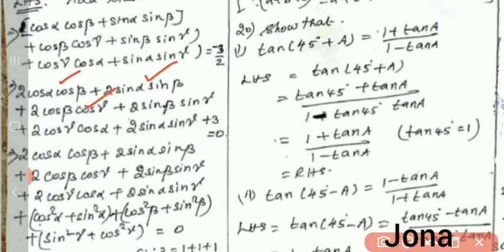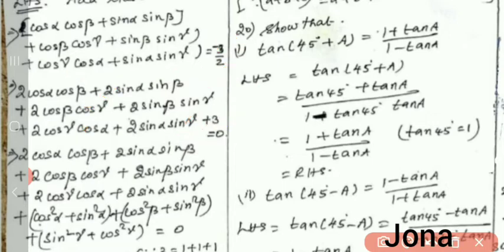plus 2 cos beta cos gamma plus 2 sin beta sin gamma. Here 2 cos gamma cos alpha plus 2 sin alpha sin gamma plus 3 equal to 0. I just cross multiplied by this 2 and I took this 3 to the left hand side, so that it becomes plus 3 here.